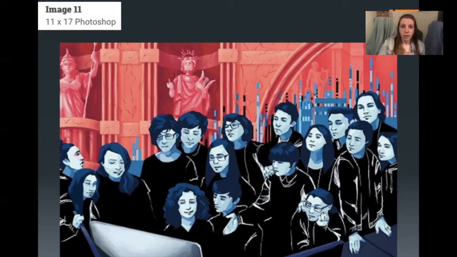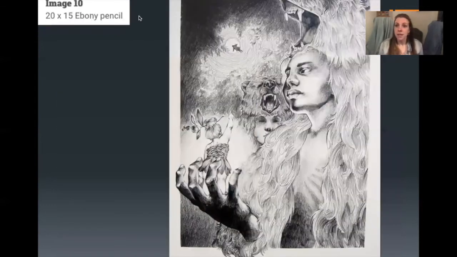All right, so here is another piece from this student, sorry, let's get back to that. This is another piece from their sustained investigation. It is a Photoshop piece. And then this piece is from their range of approaches. It's that ebony pencil drawing. And I do think that they did an excellent job of choosing their best 5 pieces. Let's look at the score rationale.